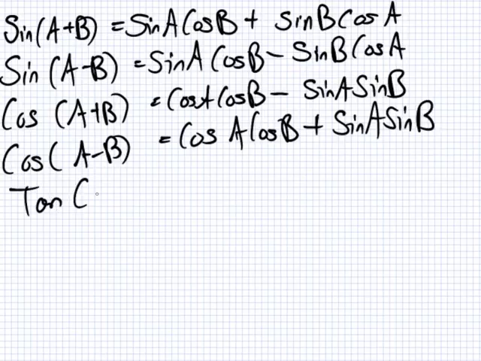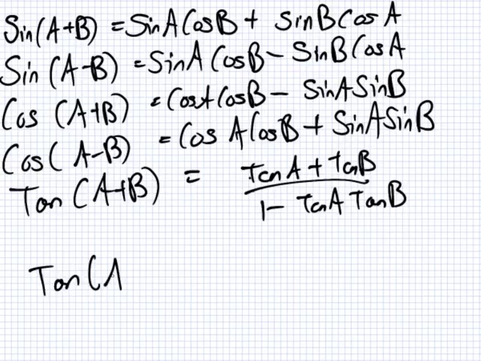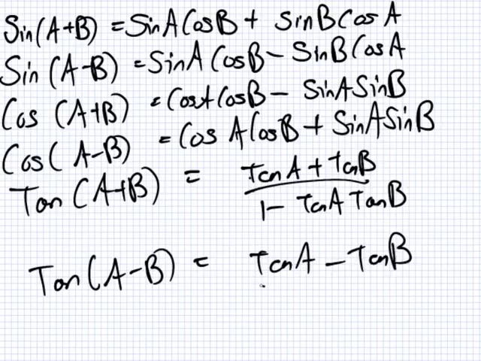Tan A plus B. Well, that's sine A plus B over cos A plus B. The formula simplifies to the following: tan A plus tan B over 1 minus tan A tan B. And finally, our 6th formula, tan A minus B, is tan A minus tan B all over 1 plus tan A tan B.